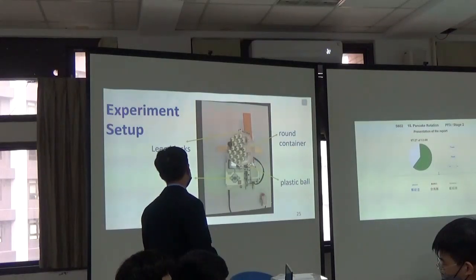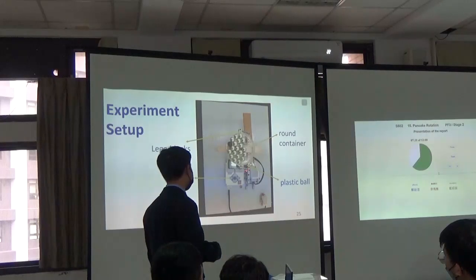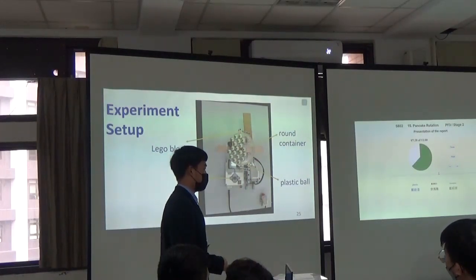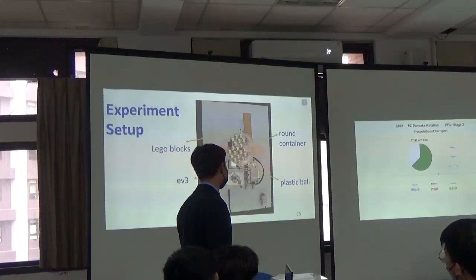Okay, this is our experiment setup. We use Lego blocks to make a rod and EV3 to provide us a constant angular velocity, and a round container and plastic balls.